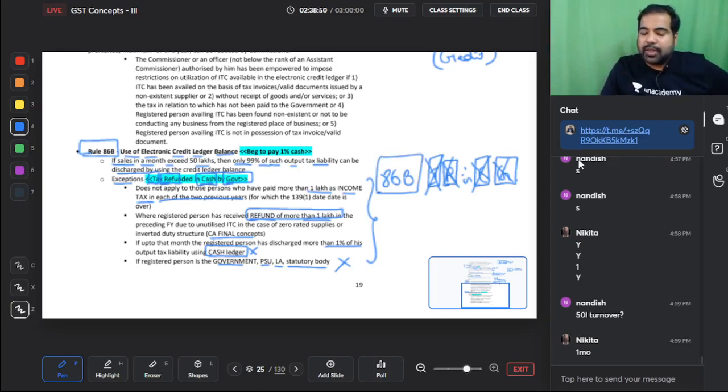So very important, guys, this rule is there in your exam for sure. Whether it's May exam or November, one of them, it will definitely be there. So watch out for this rule well.